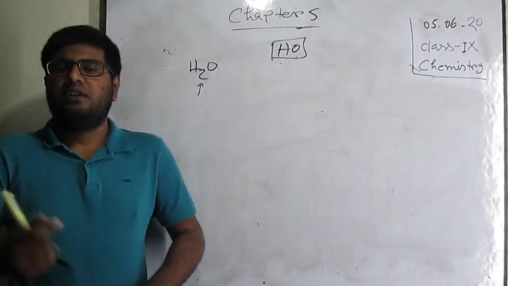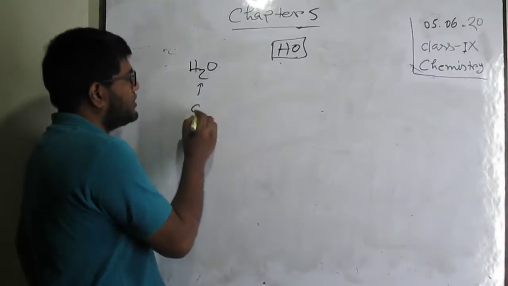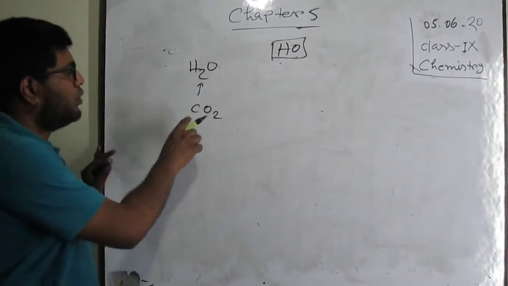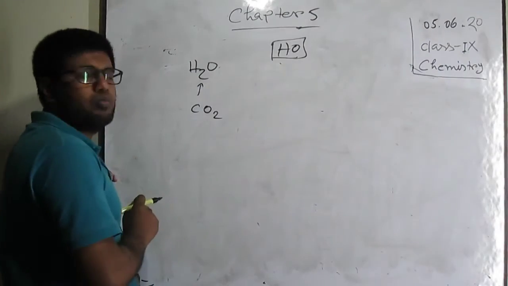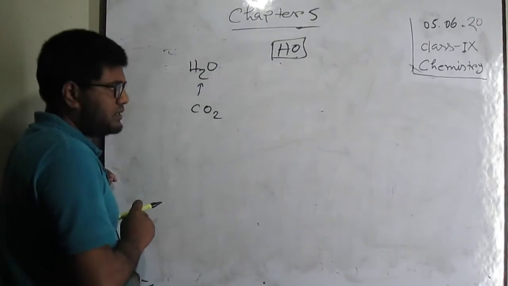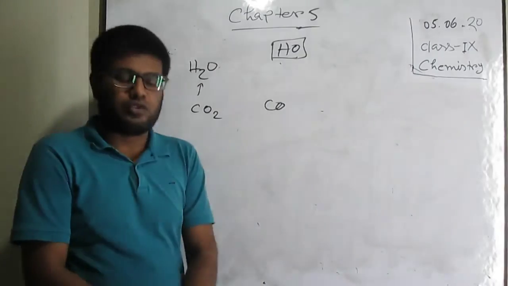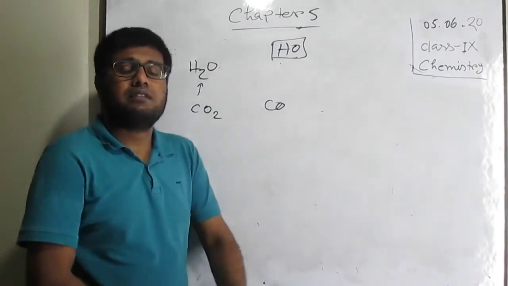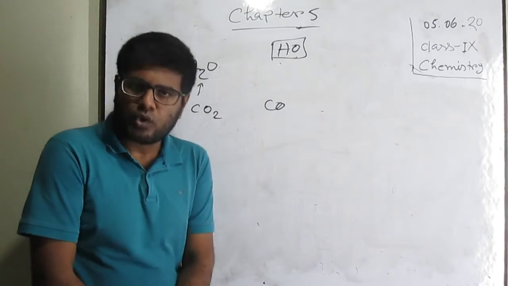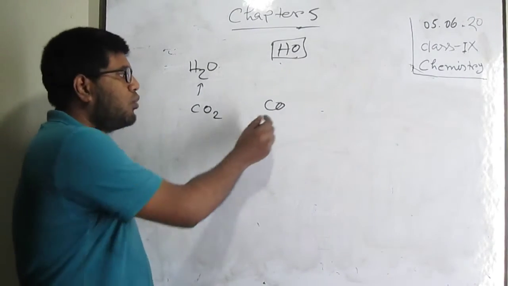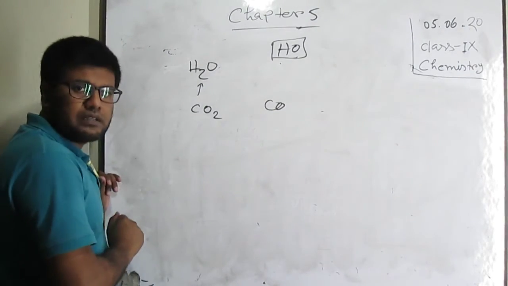In my book there are so many examples. Suppose I write carbon dioxide: here one atom of carbon and two atoms of oxygen. This is the formula of carbon dioxide. If I write CO, only one carbon atom and one oxygen atom, it doesn't express the formula of carbon dioxide. This is the formula of carbon monoxide. Monoxide means one atom of oxygen, dioxide means two atoms of oxygen.